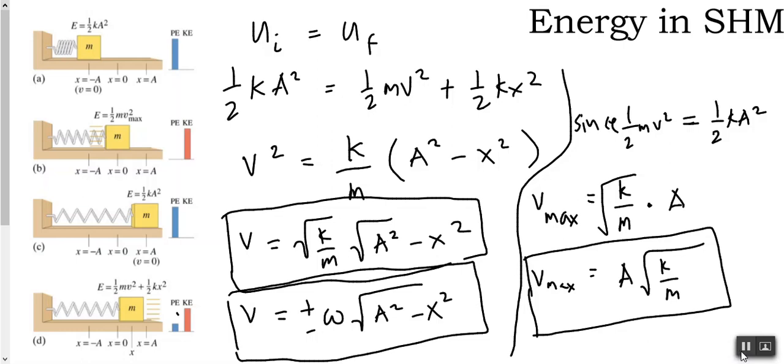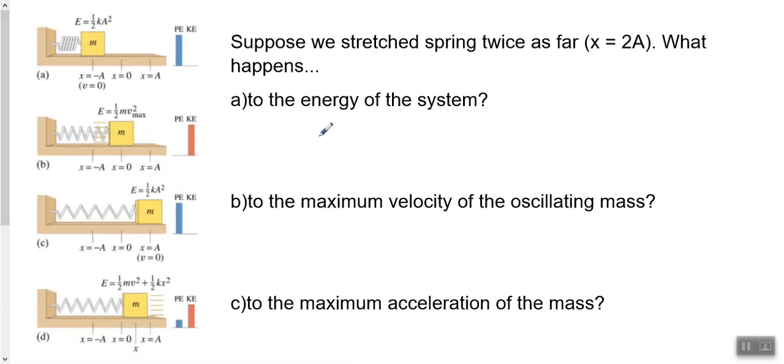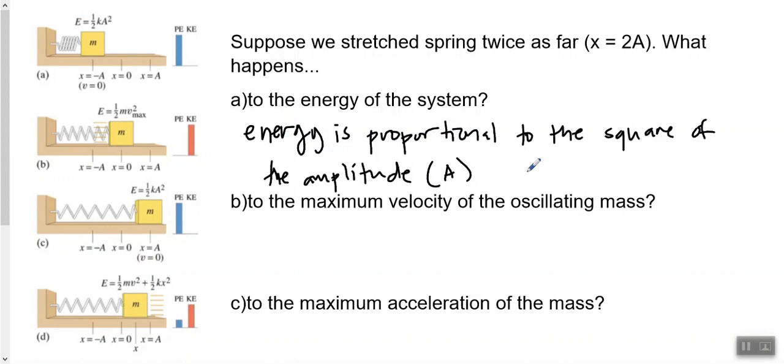So let's say we try to stretch this spring twice the original. So let's practice this concept in here. So what will be the energy of the system? Proportional to the square of the amplitude. So therefore, if we double the amplitude, because we double the displacement, so we will have 2 amplitude and then squared, it will be quadrupled. So the energy will be quadrupled.